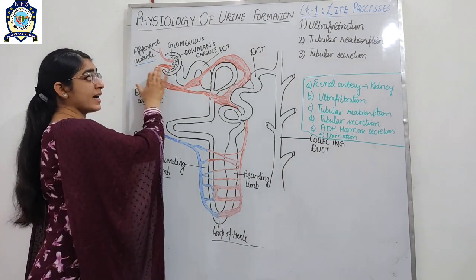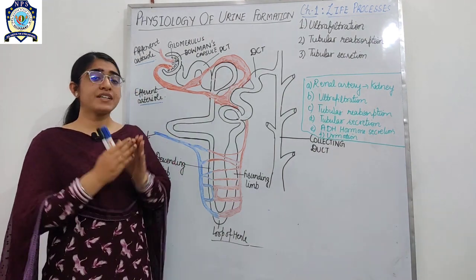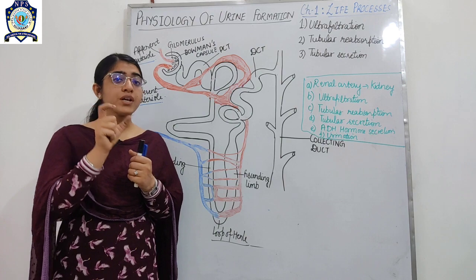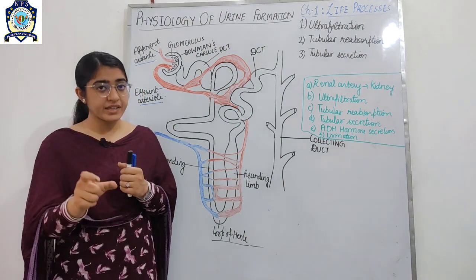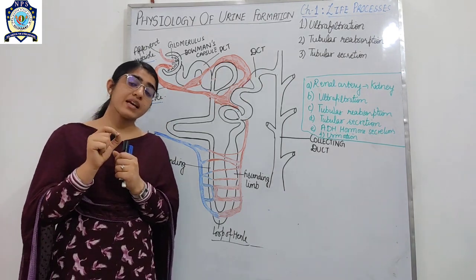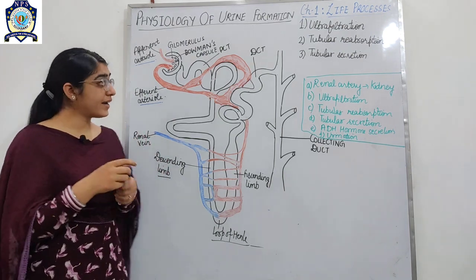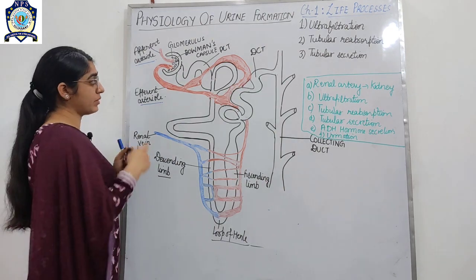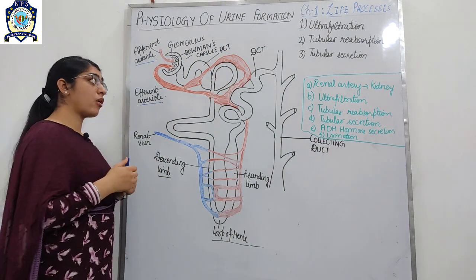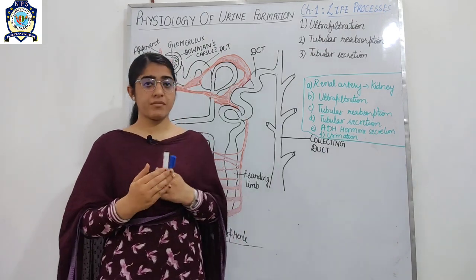As the blood enters the glomerulus, it enters with a high pressure. We studied that the glomerulus is a group of capillaries. These capillaries, or you can say the glomerulus, help to filter the blood. Now this filtered part enters into the Bowman capsule.